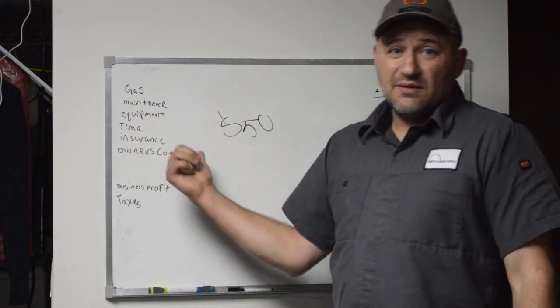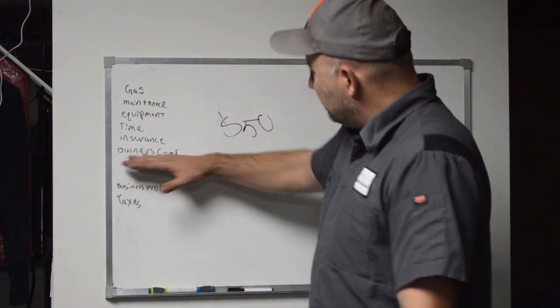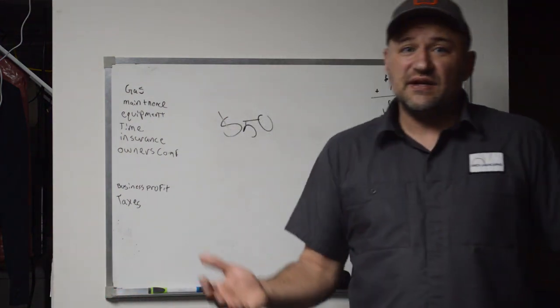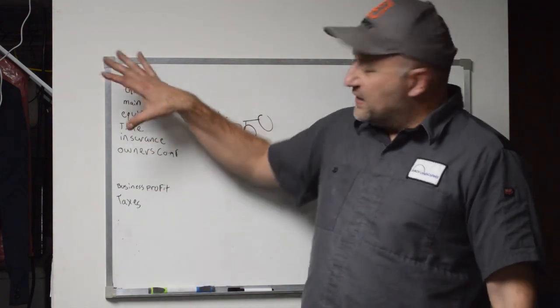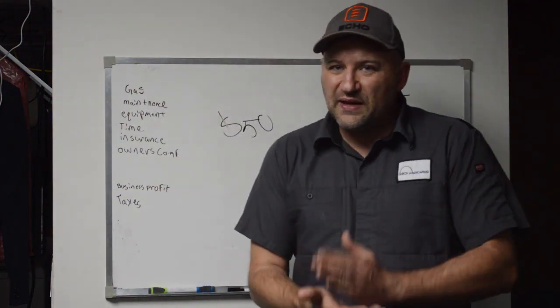Your insurance costs, that's going to be pretty straightforward. Your insurance company will tell you that. And then dealing with your owner's comp, your business profit, and your taxes, those are all based on percentages. So those are going to be your key things. Like I said, there's a much longer list of everything. You want to account for everything that you spend money on.